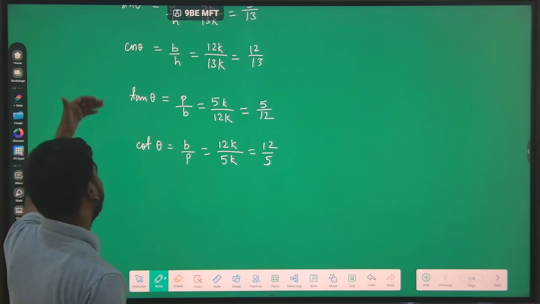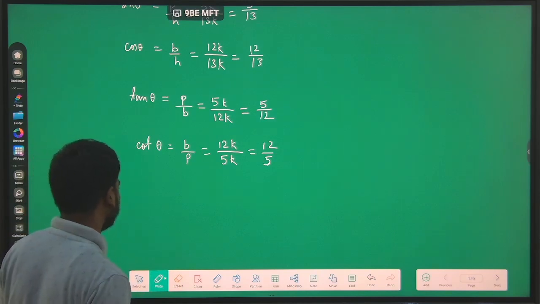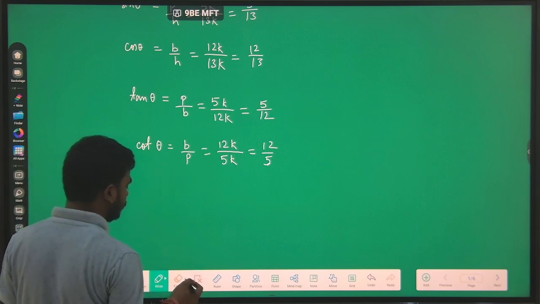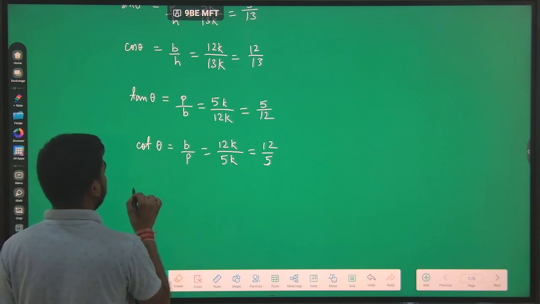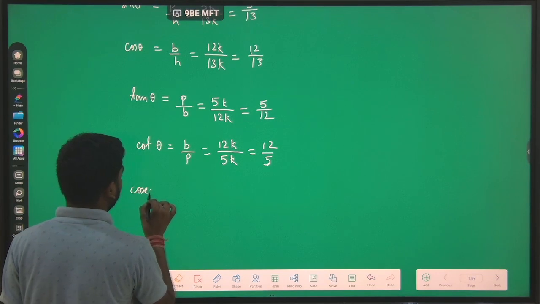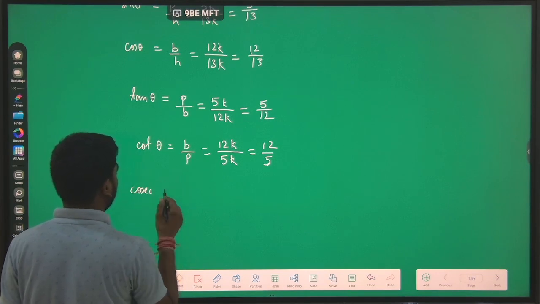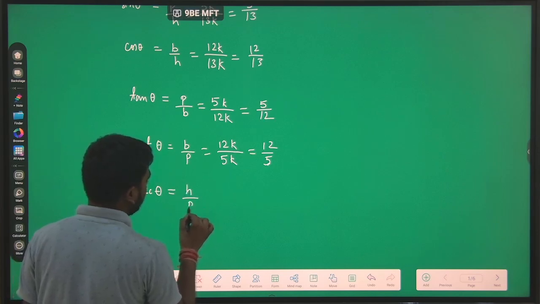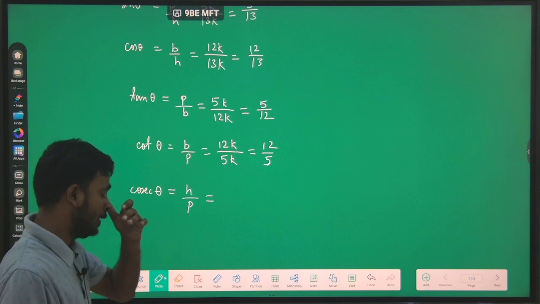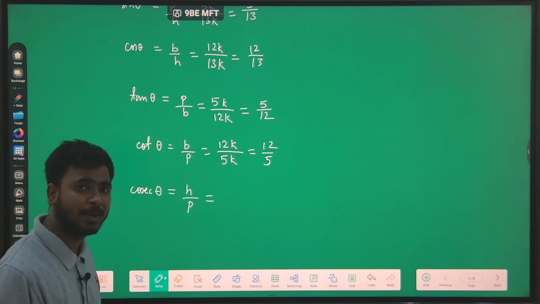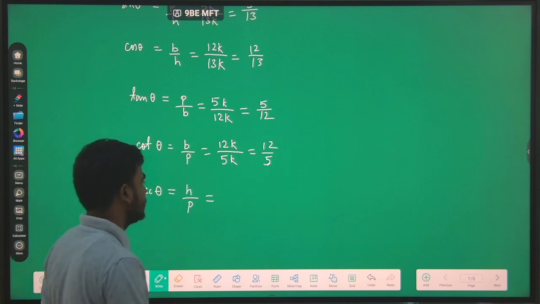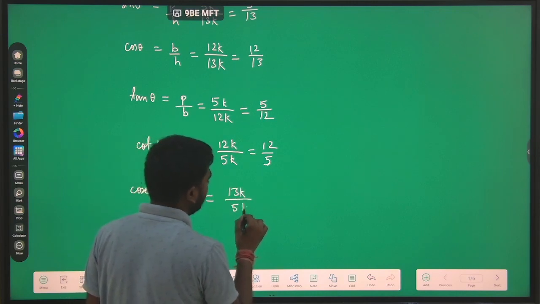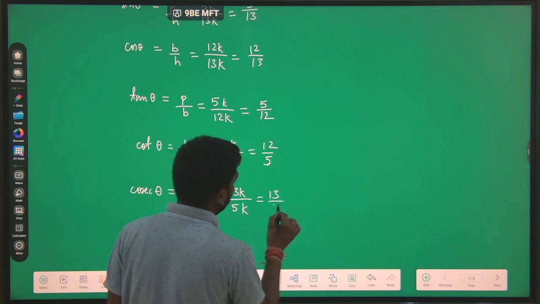Now, we have to find out 4 trigonometrical ratios. The last one is our cosecant of theta. What is cosecant of theta? Cosecant of theta is actually h upon p. That means hypotenuse upon perpendicular. So, what is h? H is 13K and p is 5K. So, it will be 13 upon 5.